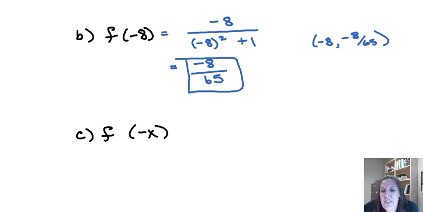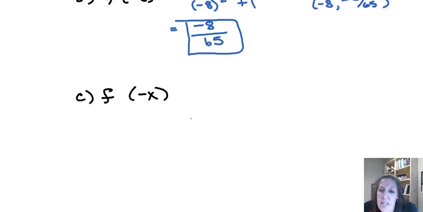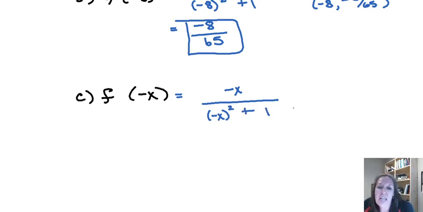All right, this next one doesn't have a number in there, but we can treat it the exact same way. We want to find f of negative x. So we're going to plug in a negative x everywhere we saw an x. So just like we did with the 8, x in the numerator now becomes a negative x. The x squared in the denominator, remember we got to put that in parentheses and square everything that's in the parentheses here. So quantity negative x, quantity squared, plus 1 is our denominator.